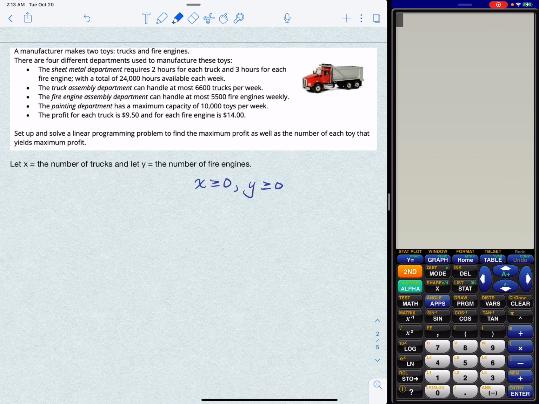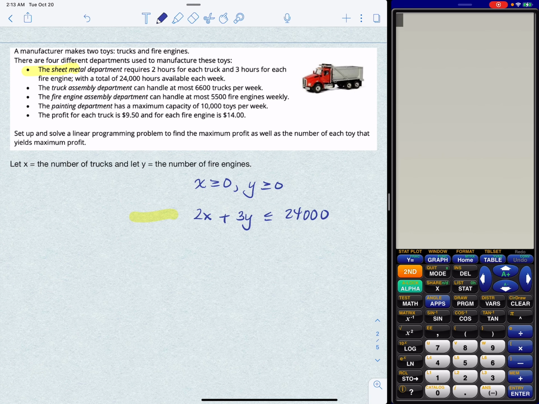So taking it step by step, looking at the first line here, the sheet metal. We know that each truck requires 2 hours and each fire engine requires 3 hours. So that means that 2x is the total time for the trucks, 3y is the total time for the fire engines. Add them together, we get the total time for both, and we know that together they cannot go above 24,000. So we say less than or equal to because we're not necessarily going to use up every single hour. We might have some left over.